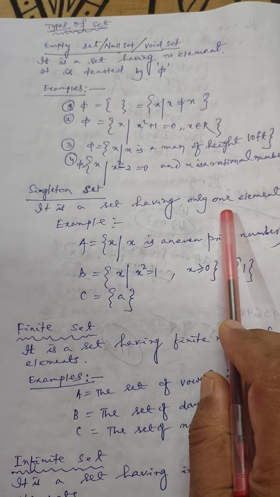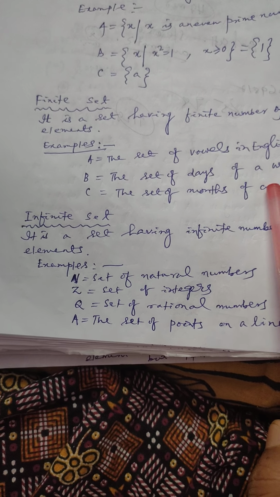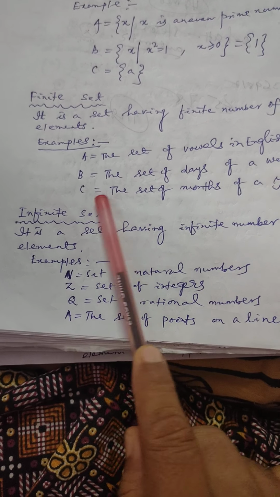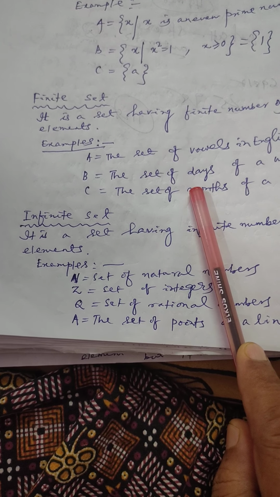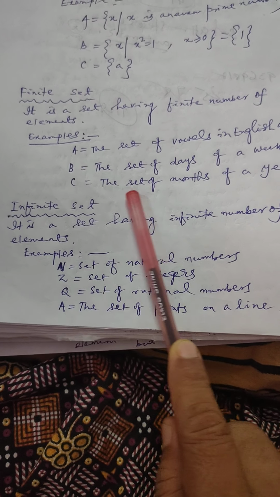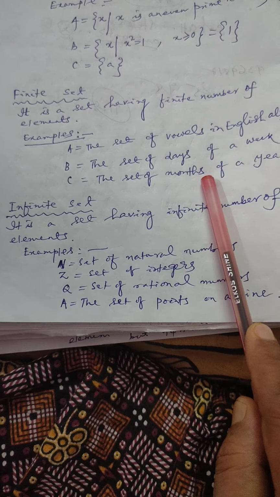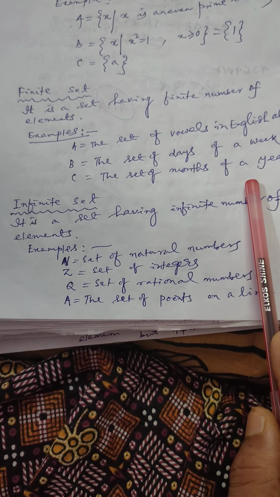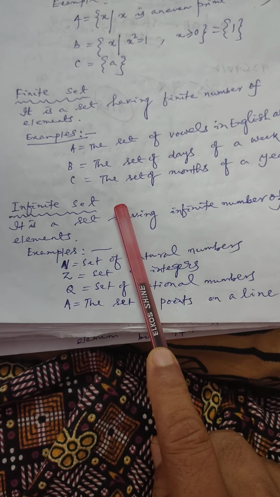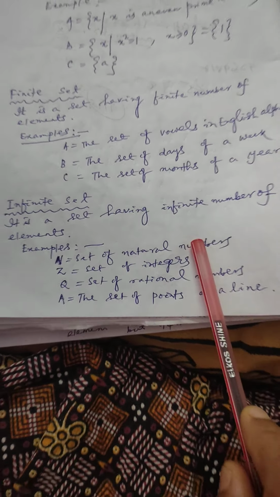We consider another set B which is the set of days in a week. Definitely, there are 7 days in a week. Therefore, set B has 7 elements. It is finite. Therefore, B is a finite set. We consider this set C which is the set of months in a year. There are 12 months in a year, so C has 12 elements. Therefore, C is also a finite set.